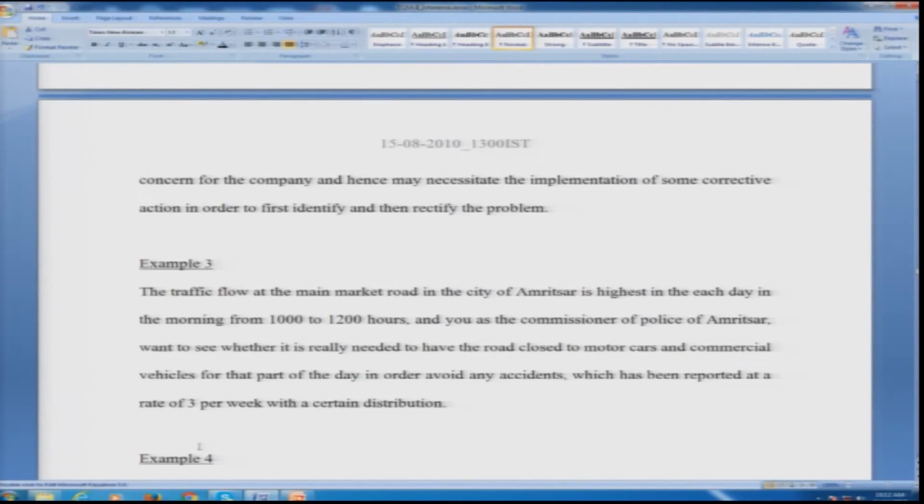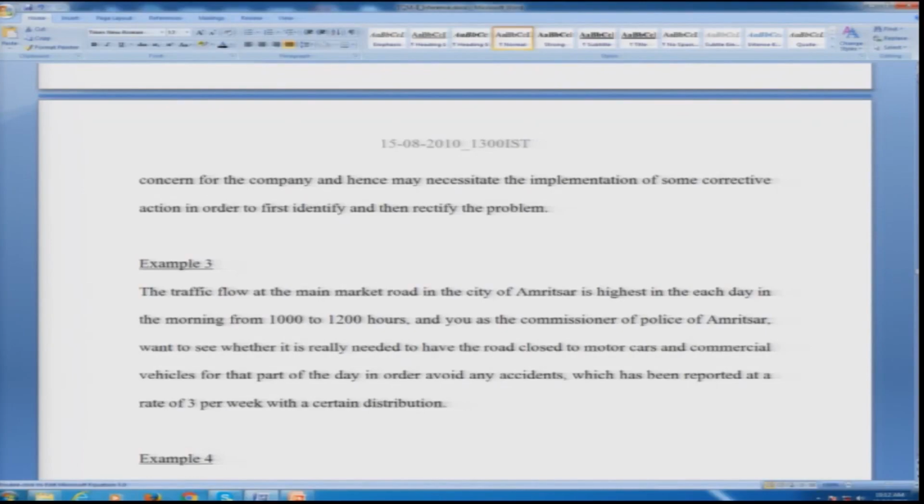The traffic flow at the main market road in the city of Amritsar is highest each day in the morning, from 10 hours to 12 hours Indian Standard Time. You, as the Commissioner of Police in Amritsar, want to see whether it is really needed to have the road closed to motor cars and commercial vehicles for that part of the day in order to avoid accidents, which have been reported at a rate of 3 per week with a certain distribution.